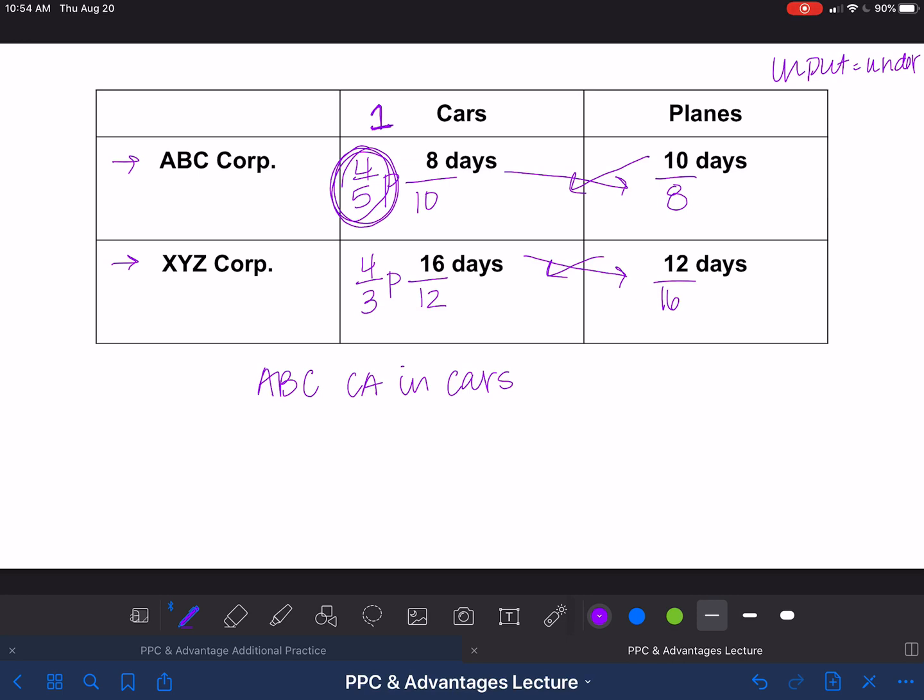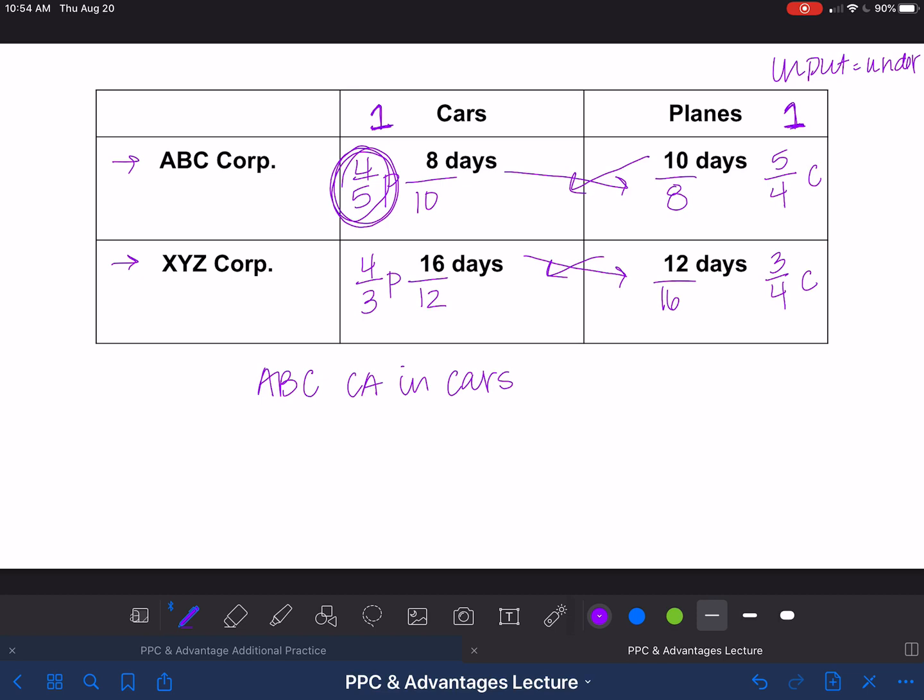So let's go over to the planes. 1 plane is going to cost ABC how many cars? Well, it's going to cost them 5/4 of a car to make 1 plane. And then what about XYZ? XYZ is going to give up 3/4 of a car to make 1 plane.